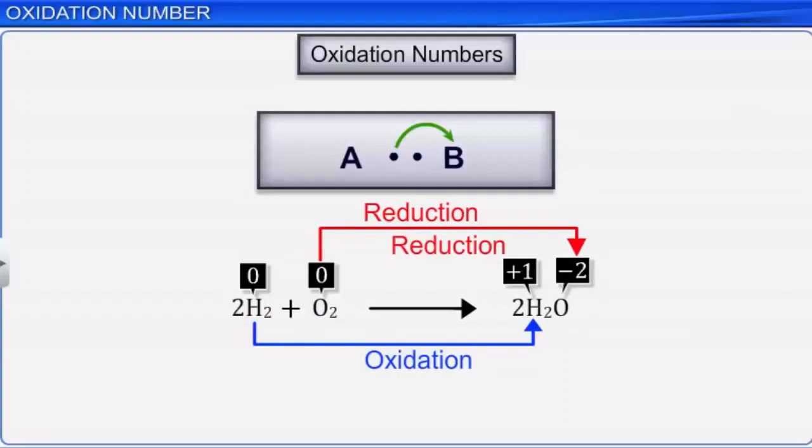Note that the electrons in a covalent bond don't really get transferred. It is only a hypothetical assumption made for the purpose of understanding redox equations.